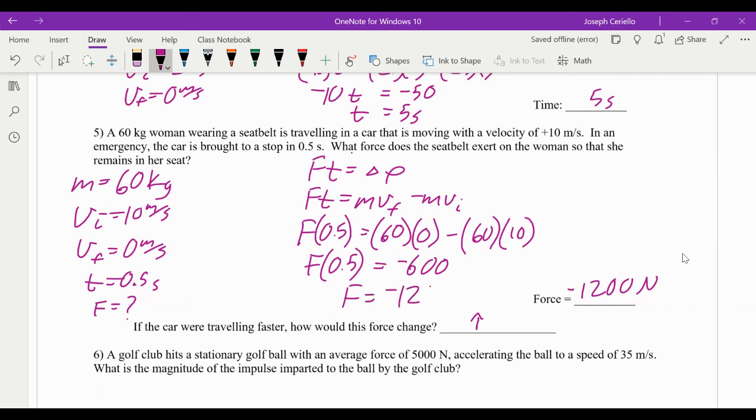And we get negative 1200 newtons. That should make sense that it's negative because it's a stopping force. If I ask for the magnitude, you could write 1200, but negative does make sense because the force is opposing motion. If the car were moving faster, how would this force change?